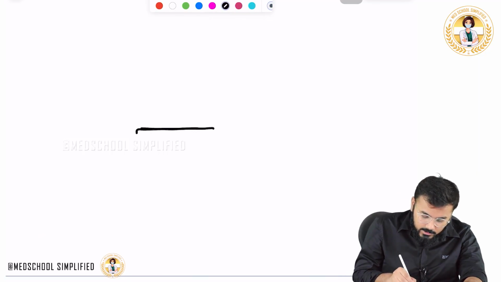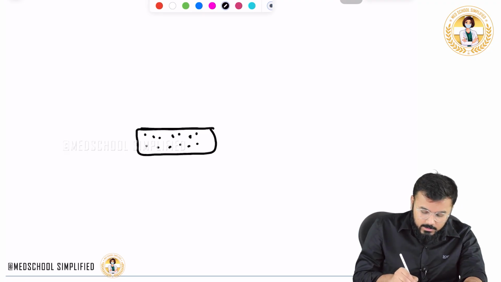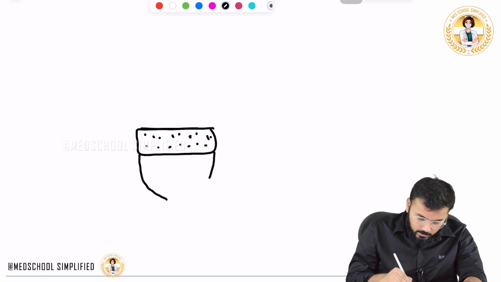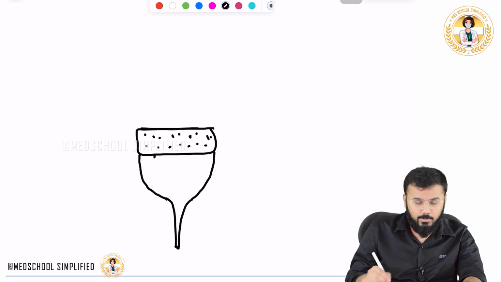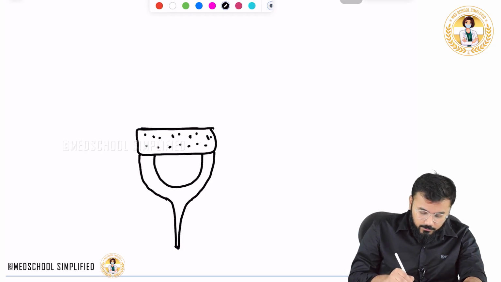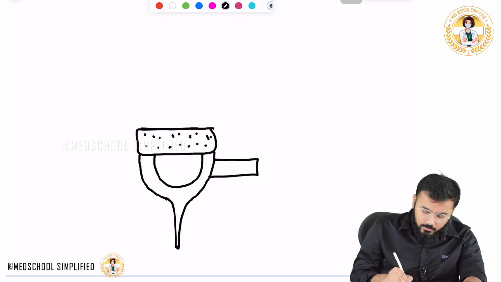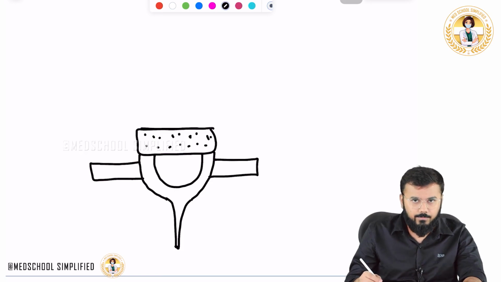Let us say this is the body of your vertebra. Now, this particular process which you have over here is called the spinous process of the vertebra, and this is your foramen, the spinal canal. And on both the sides you have the transverse processes like this. These are the transverse processes of the vertebra.